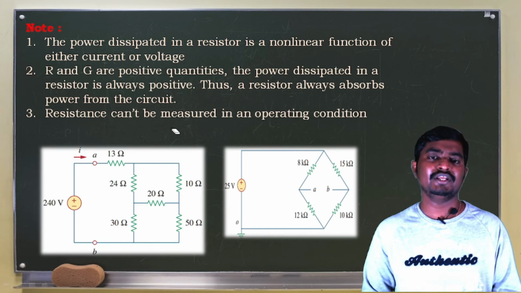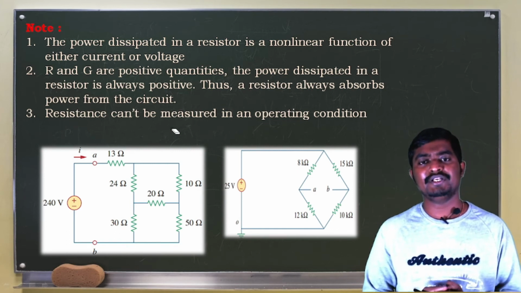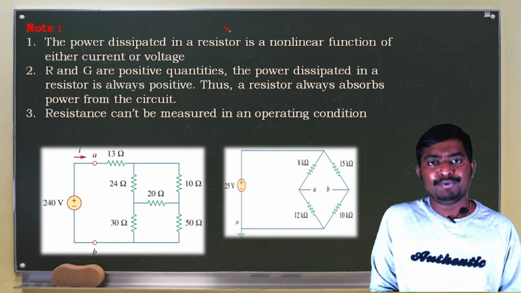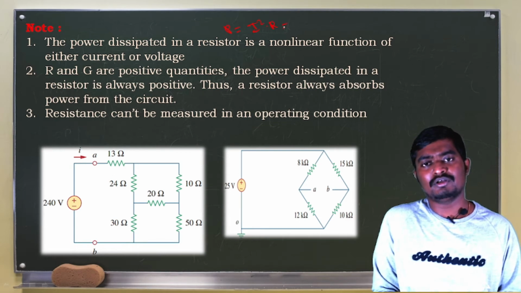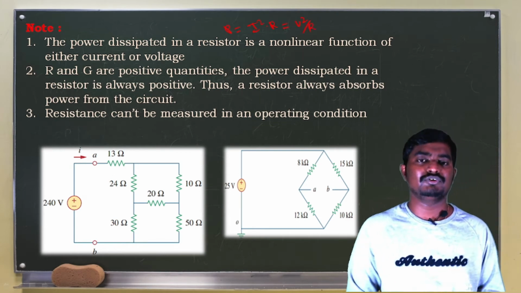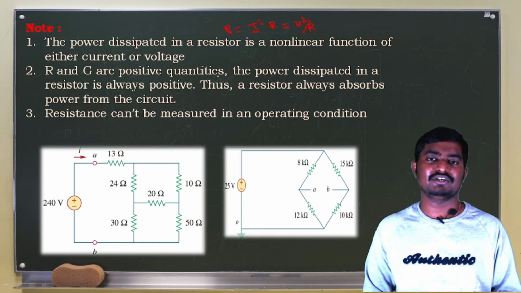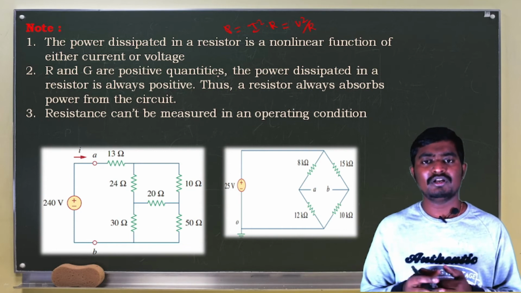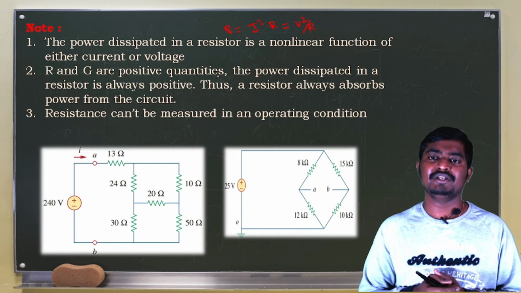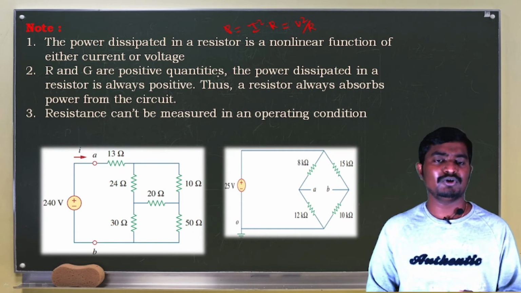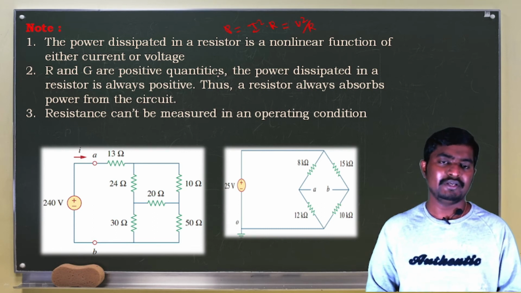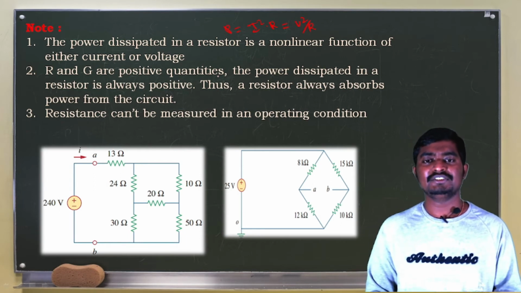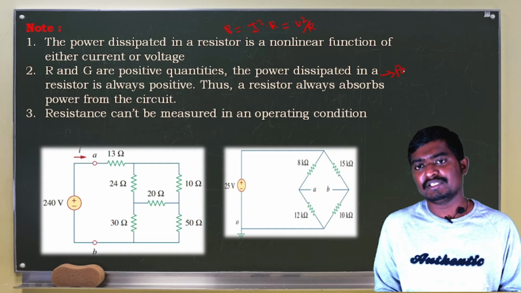Even though a resistor is a linear element, the power dissipated in a resistor is a nonlinear function of either voltage or current, because P equal to I square into R or otherwise V square by R. So that's why power dissipated in a resistor is a nonlinear function of voltage or current. Resistance and conductance both are positive values. Then the power dissipated in a resistor is a positive value. This positive value means power absorbed by the element, means power absorbed by the resistor. So power absorbed means it is a passive element. Resistor is a passive element.